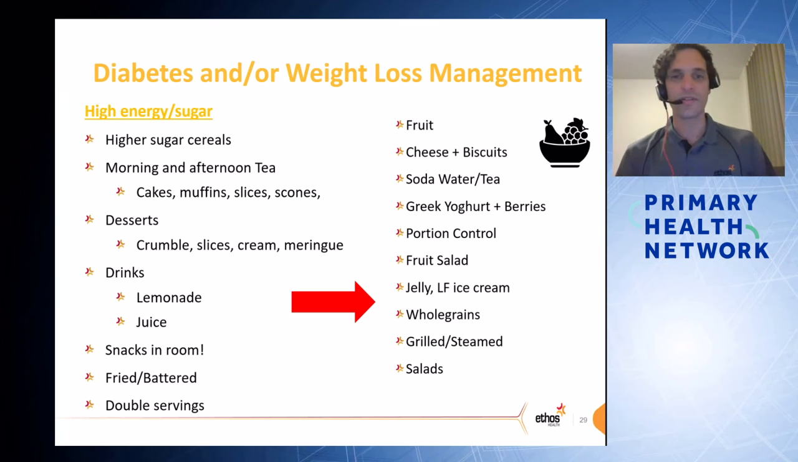Certain cooking methods, trying to prefer grilled and steamed as opposed to fried or battered, and not just that, if they want an alternative option that may not be obvious on the menu, such as a salad, just making the resident aware that that's something that they can order.